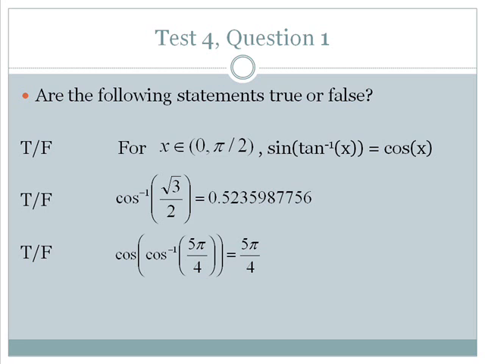So for our first one, if we took the sine of the inverse tangent of x, for x being from 0 to pi over 2, is that the same as the cosine of x? True or false? Speaking of inverse functions, if we took the inverse cosine of root 3 over 2, is it true or false that we get 0.52359877756 as our answer? Our third case is if we have the cosine of the inverse cosine of 5 pi over 4, that is just 5 pi over 4 again. Right? True or false?